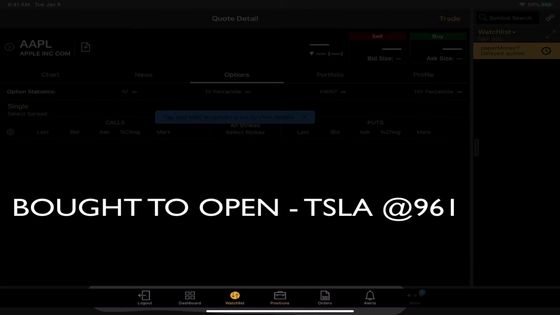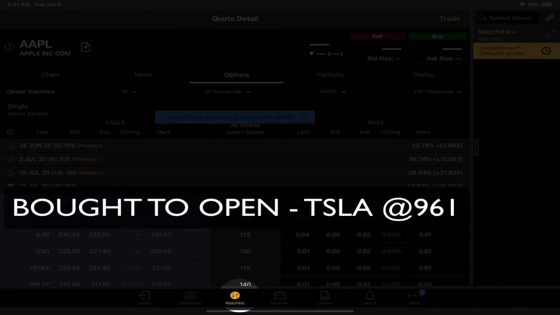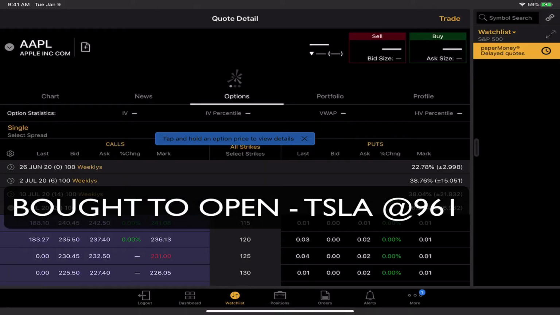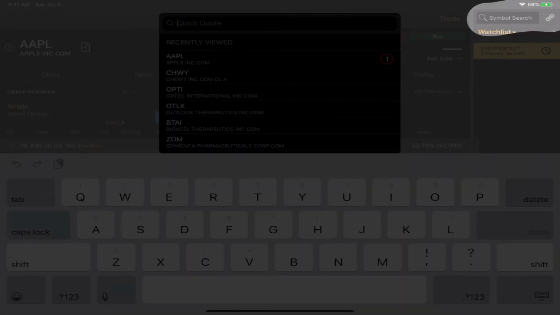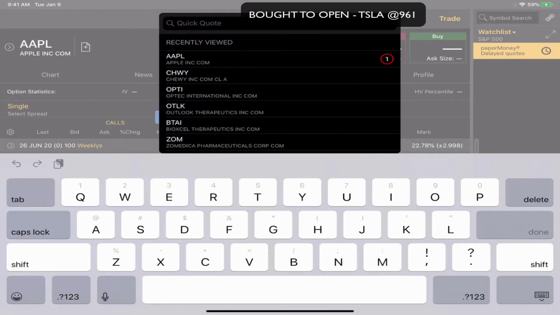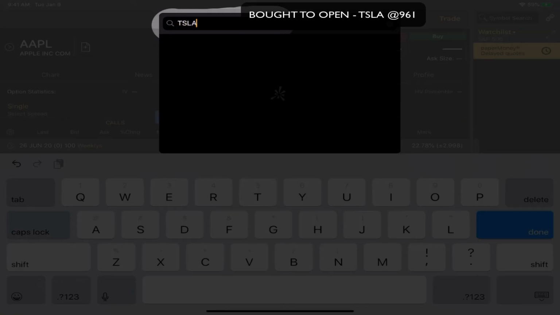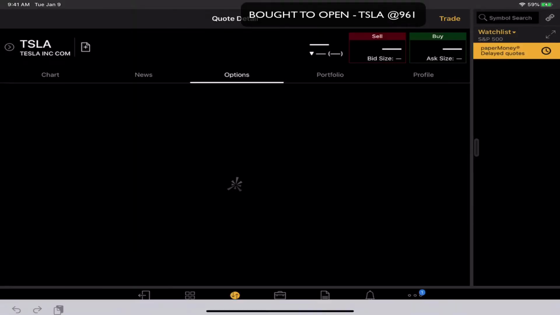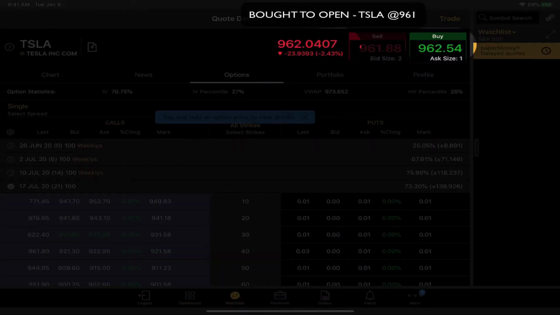we go to watch list. We click there and we go to symbol search in the box in the upper right corner, and we type TSLA Tesla. We click on Tesla, and right now the spot is 962, and we're gonna buy shares.